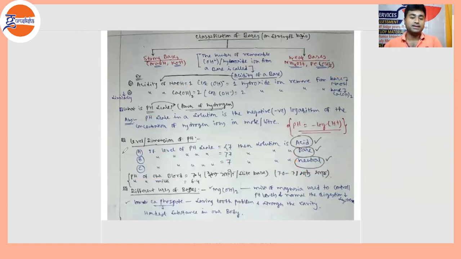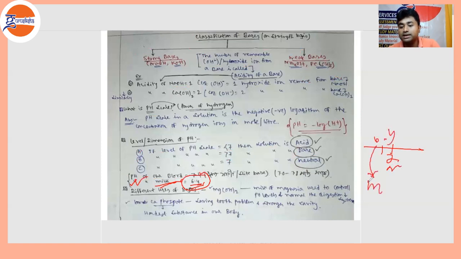Similarly, another example, the pH of milk. If I find out the pH of milk, it is 6.4. Now the important thing is that a pH of 7 is neutral. If it's 6.4, then definitely milk is an acid, you can say, because the value of pH is less than 7. It's 6.4, so definitely it's less than 7.